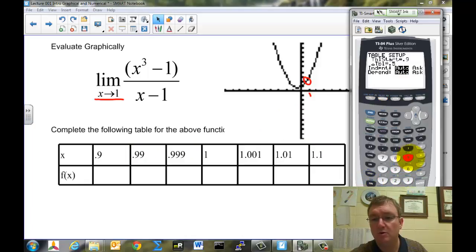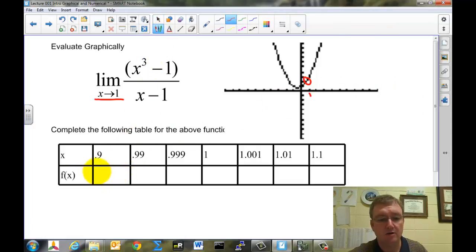If we put in 0.9, what we're going up by doesn't really matter. And second table, let's do this. I'm going to change my rules here. Let's change our delta table to 0.01. And now let's look at our table set and see what we get. Okay? So at 0.9, it looks like the function is 2.71. So you can write that into your chart right here, 2.71.